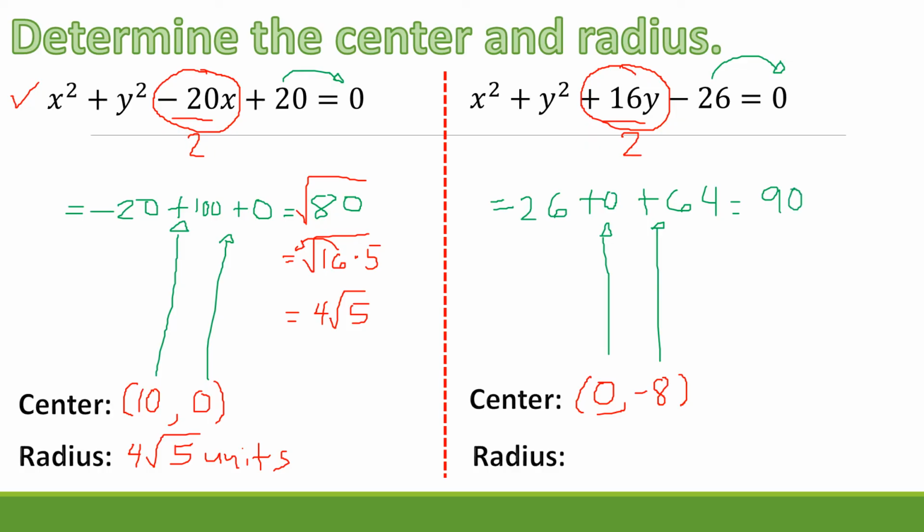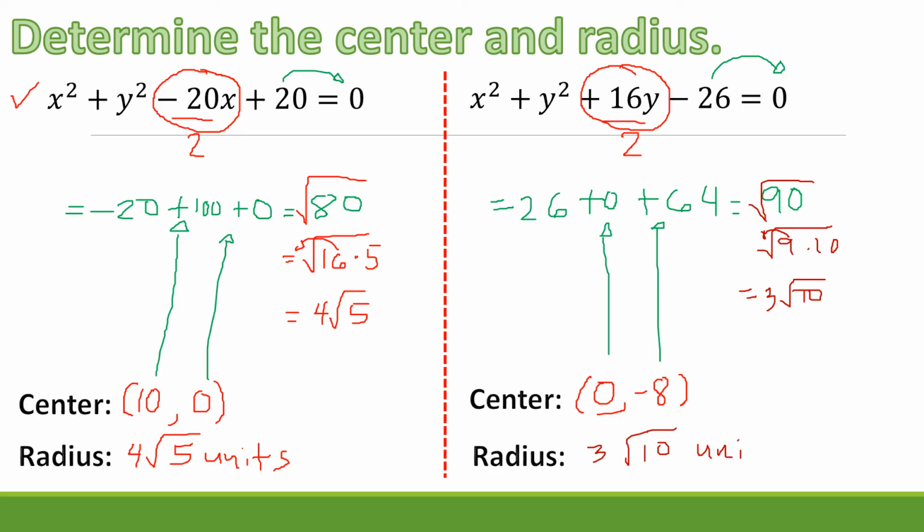So, next thing, to finally get the radius, we get the square root of 90. So, this is not a perfect square, therefore, we need to do factoring. So, we do have 9 times 10. The square root of 9 is 3. Therefore, we do have here now 3 square root of 10. So, the radius is 3 square root of 10 units.